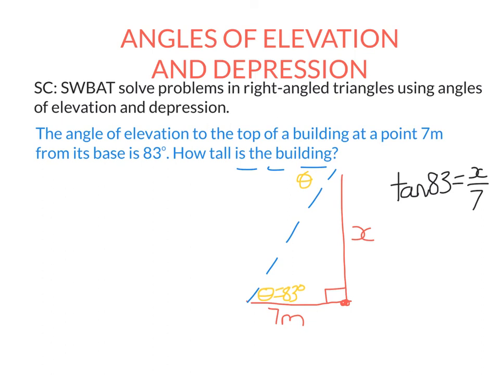Hopefully you remember from the last video, if the thing you want to find is on top, you multiply. So the answer here will be x equals 7 times tan 83. Of course this angle given was in degrees, so your calculator needs to be in degrees. You should get approximately 57 meters, and that is the height of the building.